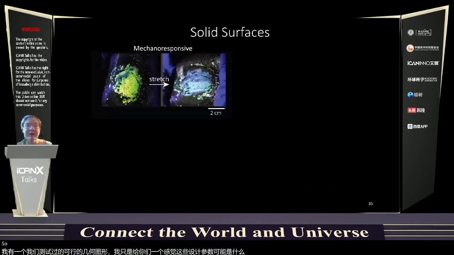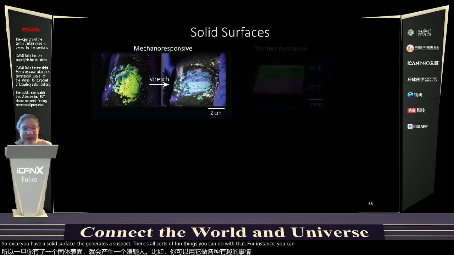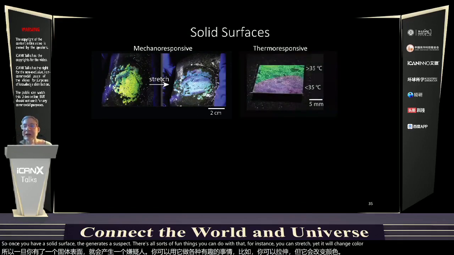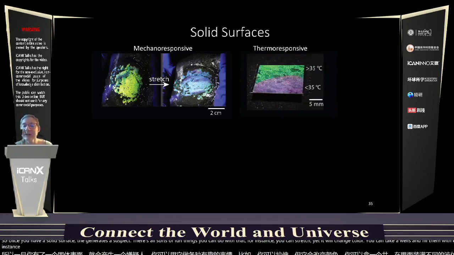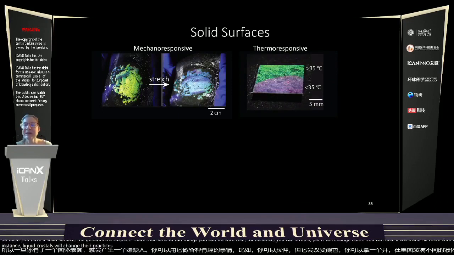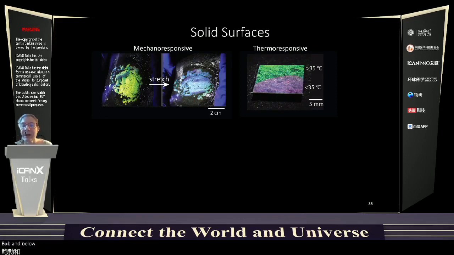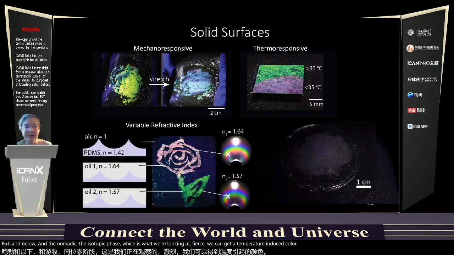So once you have a solid surface that generates this effect, there's all sorts of fun things you can do with it. For instance, you can stretch it, it will change color. You can take wells and fill them with different liquids that actually change the refractive index. For instance, liquid crystals will change the refractive index where you go above and below the nematic to isotropic phase, which is what we're looking at here, so we can get a temperature-induced color change.